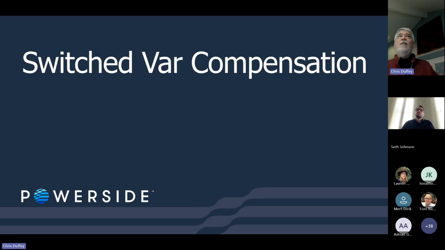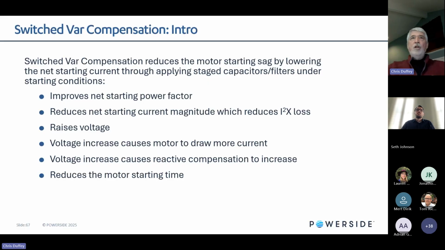So our key thing we want to talk about today. With all that introduction, you see where we're going. You see the path I've been going along. Showed you the methods. Showed you the additional detail that we can see. And what I'd like to do is show 4 simulation cases for switched VAR compensation. And we're going to also consider some filters in these tools. The reason why it works is it improves the power factor, reduces the starting current magnitude, raises the voltage, and reduces the motor starting time.